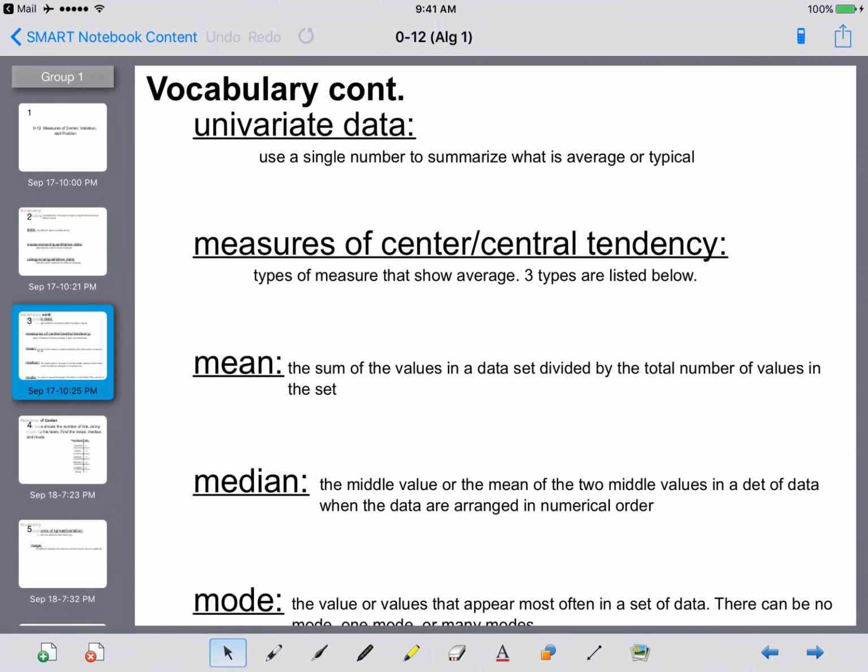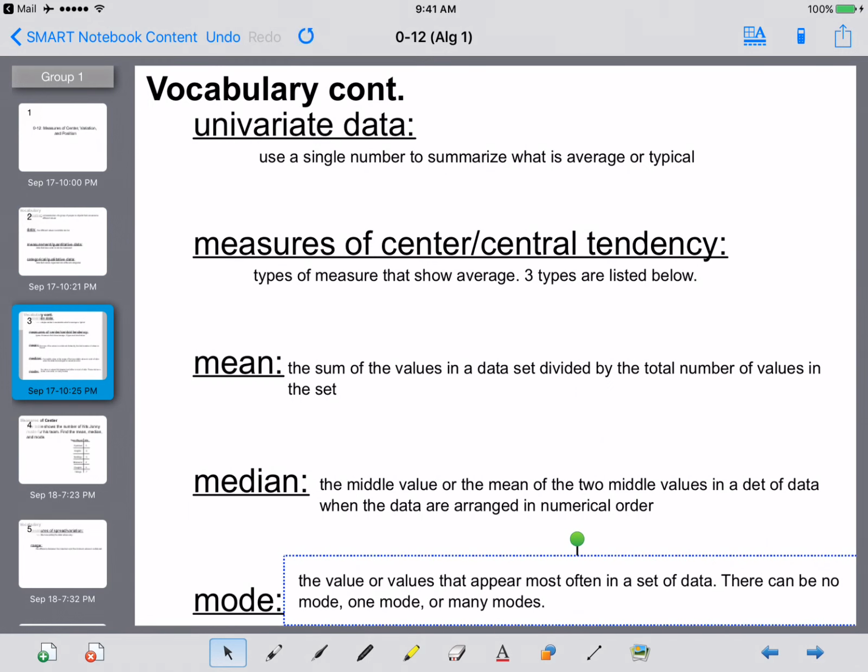Then there's the median, or the middle value, or the mean of the two middle values. So if you get down to 48 and 49, which are both the middle values, you add them up and divide by 2 to get 48.5. And that only works when the data is arranged in numerical order. And then finally is the mode. So that's the most often, the one that's there the most. There could be no mode, one mode, or many modes.